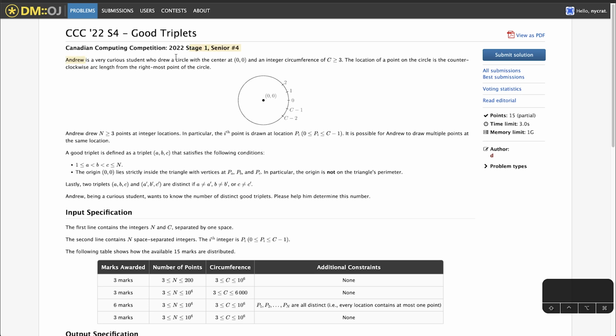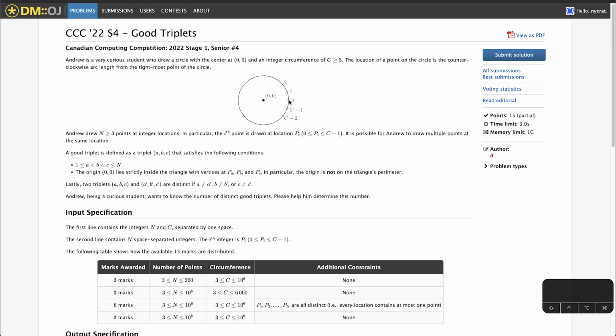So Andrew is a very curious student who drew a circle at 0, 0, with integer circumference that's greater or equal to 3. And the location of a point on the circle is the counterclockwise arc length from the rightmost point of the circle. So it's the distance you go like this, from the right. Okay.